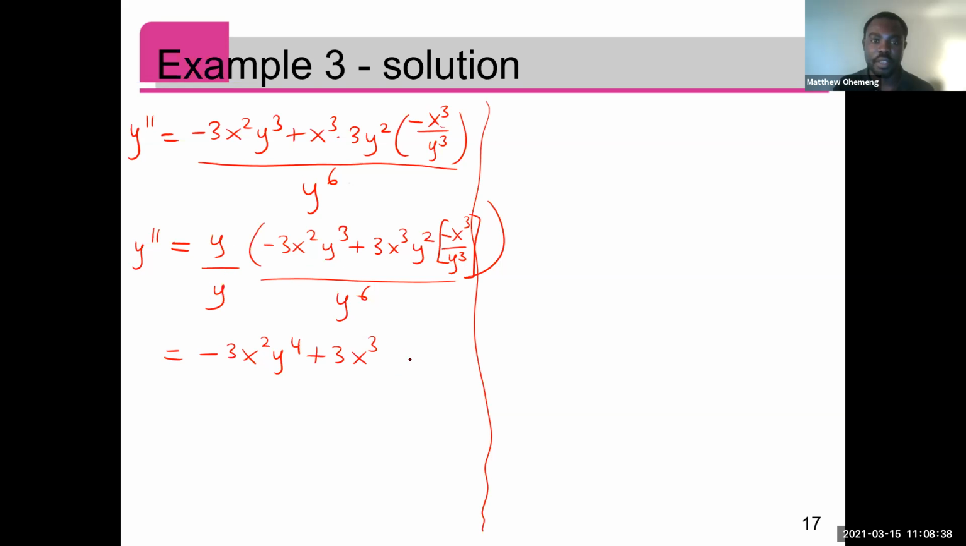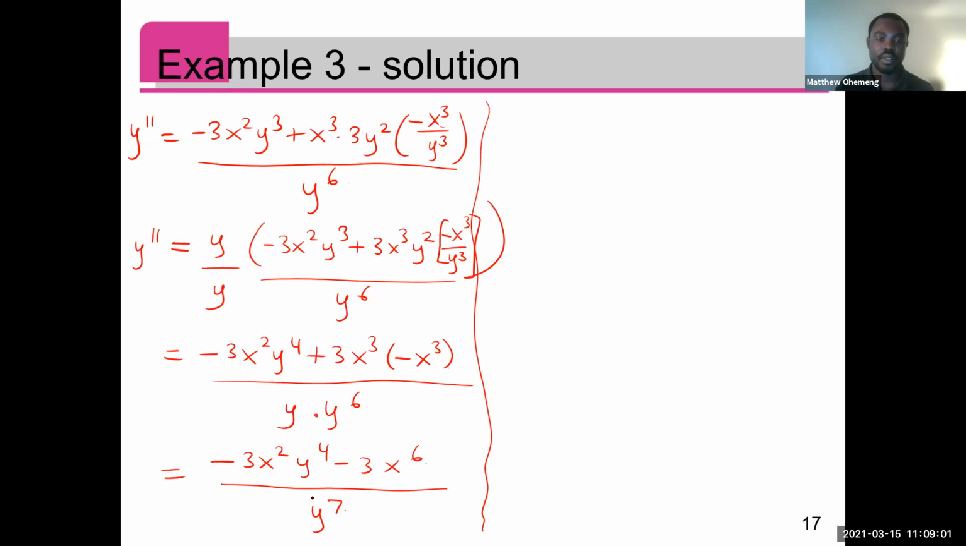That will just give me a negative s cubed on top, right? And then all over y to the power 6. No, times y, right? Let me bring the y in. There's another y here. So then simplifying further, you can have negative 3s squared y to the power 4 minus 3s to the power 6, all over y to the power 7. As I said, on an exam, please don't spend too much time to simplify. Immediately you get your answer, you can just put it in.